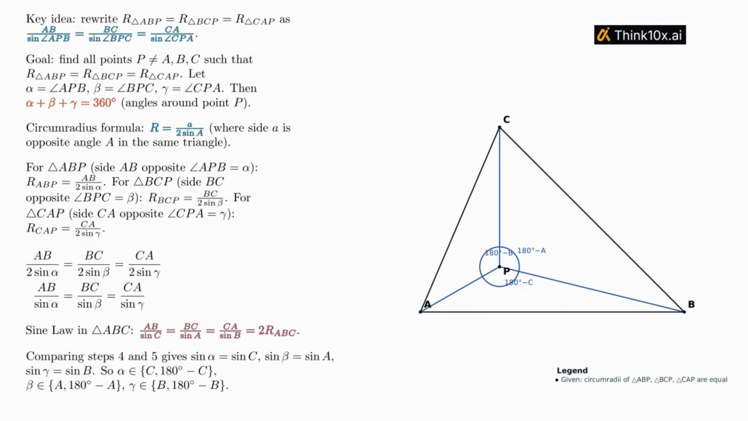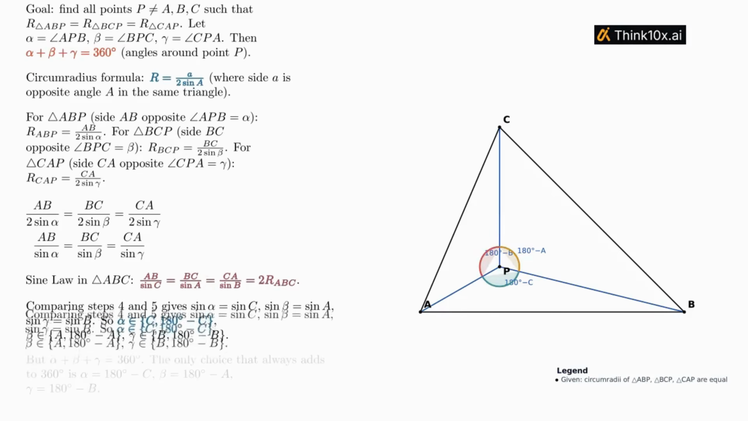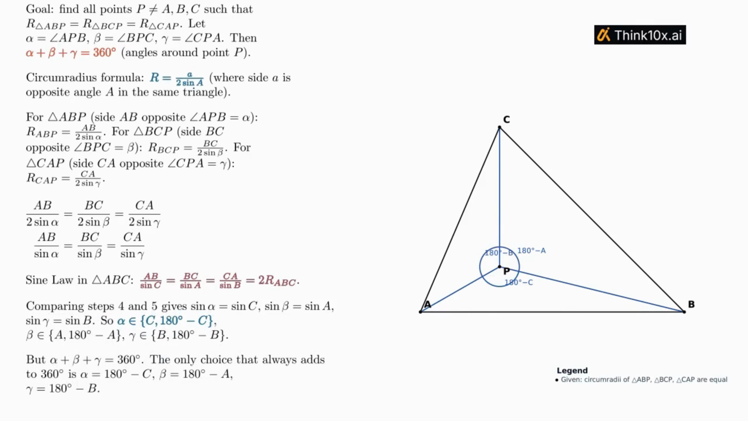Since a triangle angle is between 0 and 180 degrees, matching sines means each angle can be either the same angle or its supplement. Alpha must be either angle C itself or the supplement of angle C. Now we use the fact from the first step. Alpha plus beta plus gamma must equal 360 degrees.